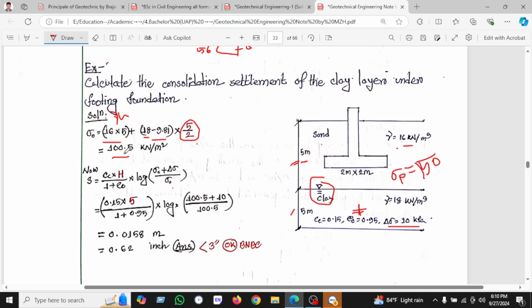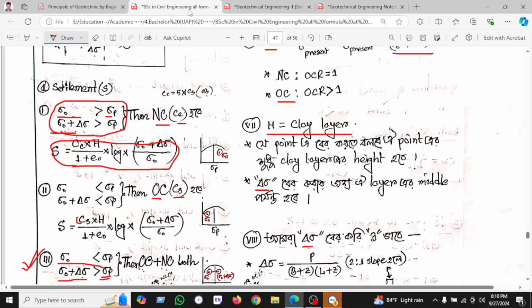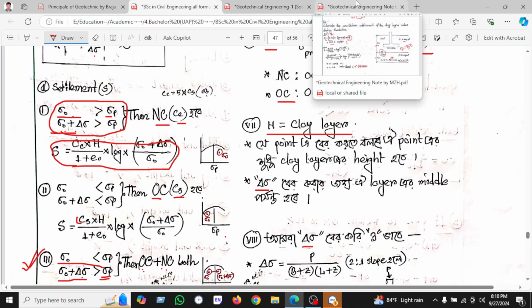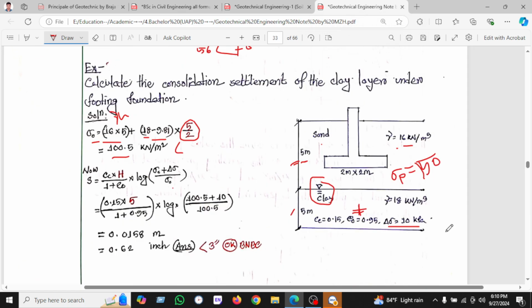So we have found sigma naught is 100, which is less than, sorry, sigma p will be less than that. So okay, this will be only 50. We can see only 50. 150, no, it's not 150. This is 100 is greater than 50.